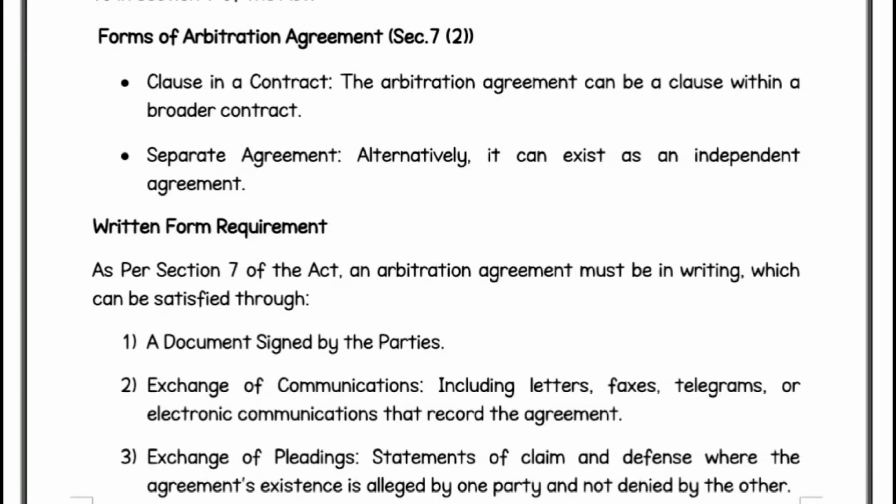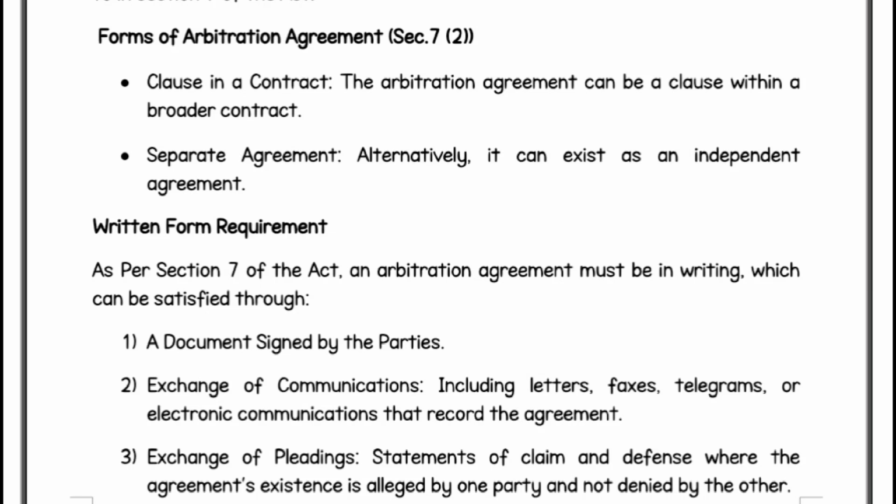Next comes the forms of arbitration agreement. As per Section 7(2), there can be two forms of arbitration agreement. The first one is a clause in a contract. Here the arbitration agreement can be a clause within a broader contract. There will be a main contract, and in that a single clause will mention the arbitration. Then comes a separate agreement. In this video I have shown you how a separate agreement looks. Alternatively, it can exist as an independent agreement.